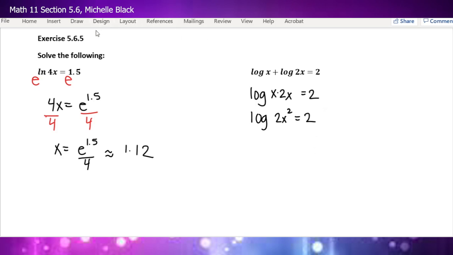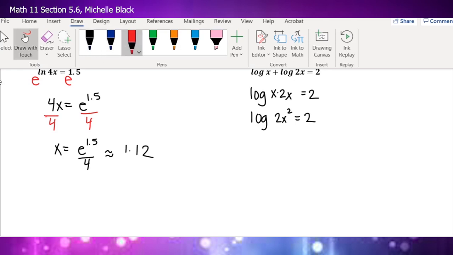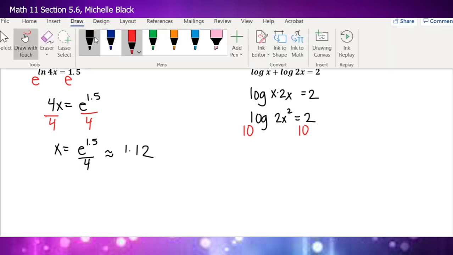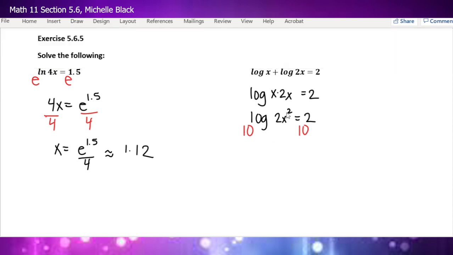Now I've been saying log base 10, so I know the base is 10, so I need to make the base of my exponential part 10. So I have 10 to the power log 2x squared equals 10 to the power 2. Using my inverse property, this allows me to get back what was inside, which was 2x squared. So 2x squared equals 10 to the power 2, or 2x squared equals 100. Dividing by 2, I get x squared equals 50.